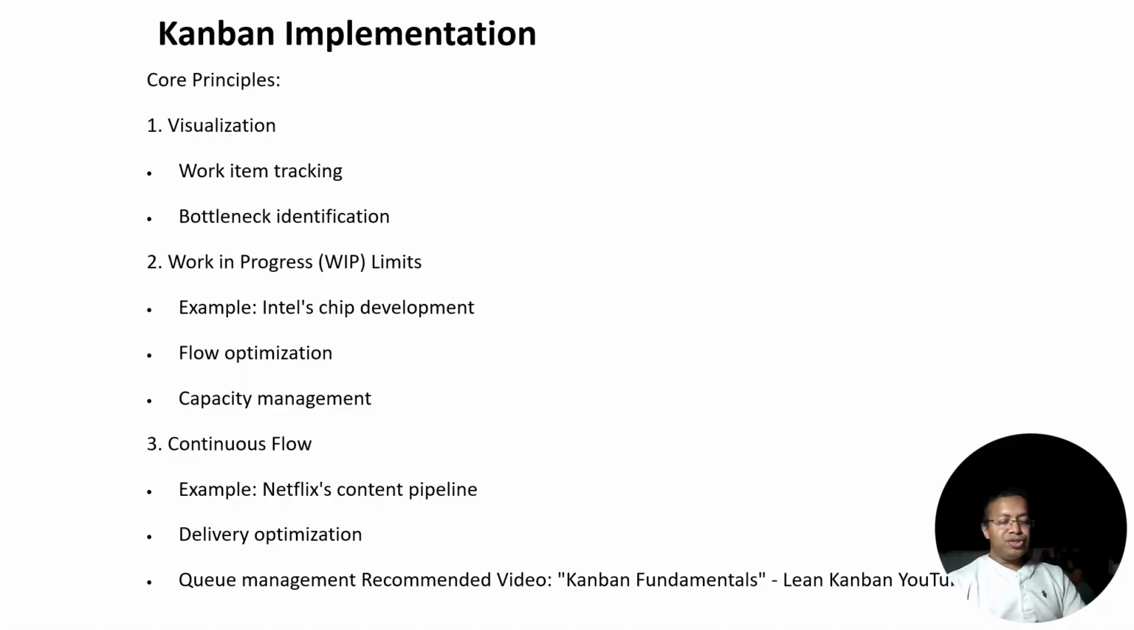So the first and foremost thing is the visualization part. All work items are tracked. There are bottlenecks that are identified early in the process itself. And then the second element is what we call work in progress limits.